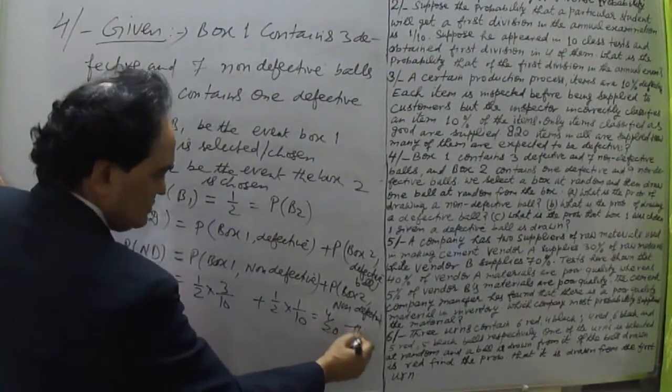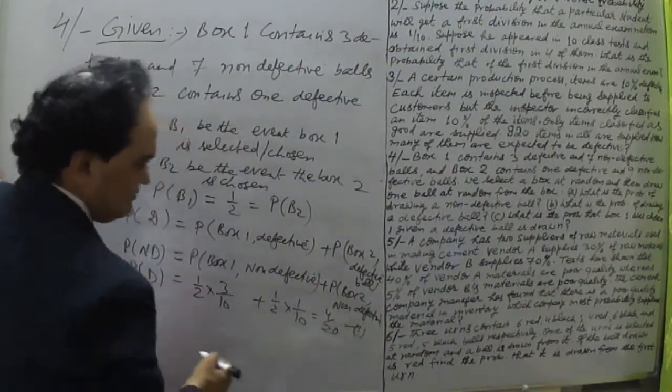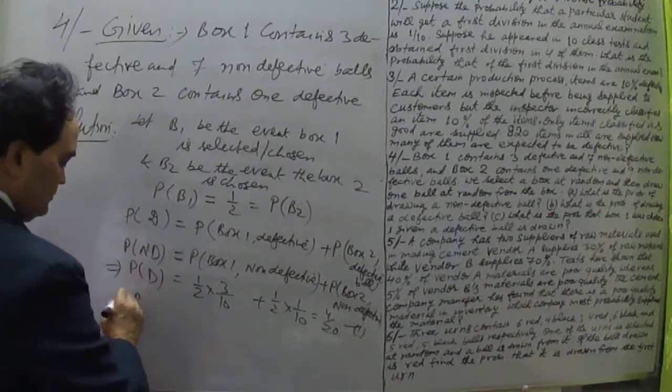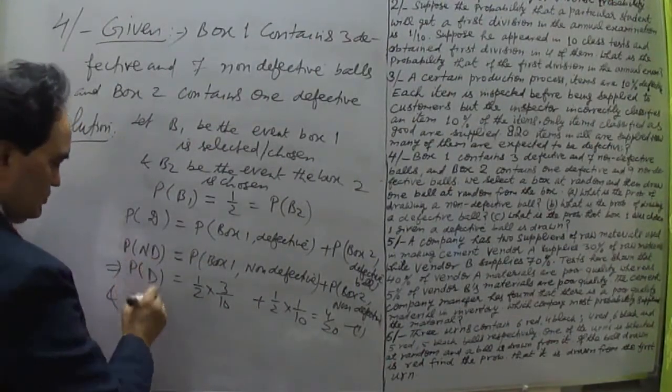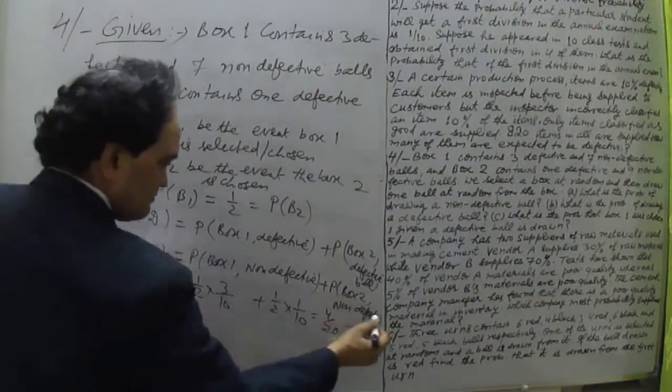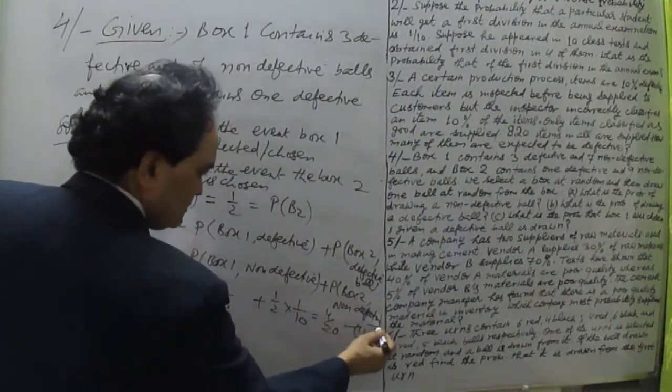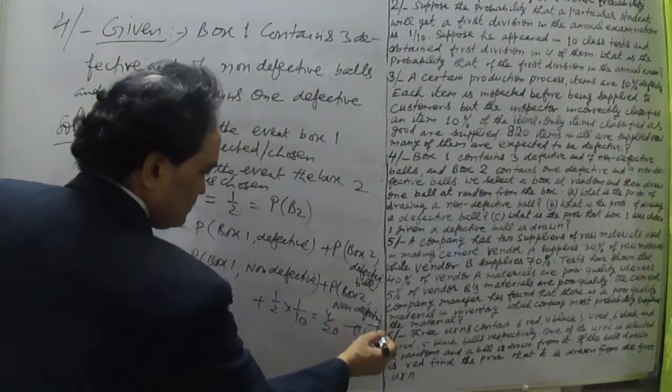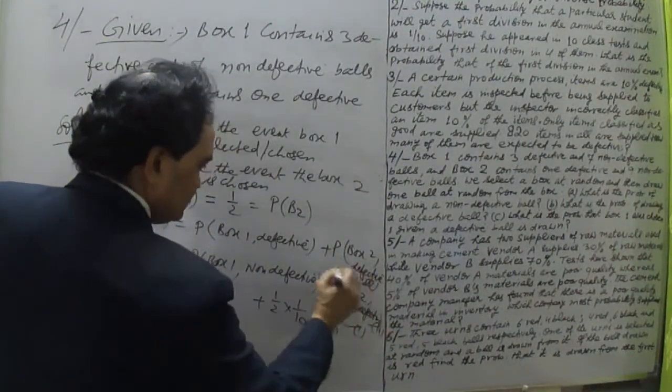This is, let me take 1.5, and probability of non-defective, as I have described here, non-defective. This is the second equation we took here. Let me take this second equation. This is the first equation.